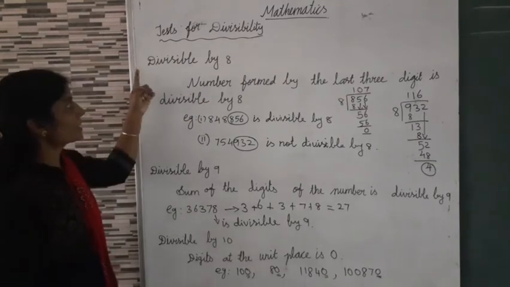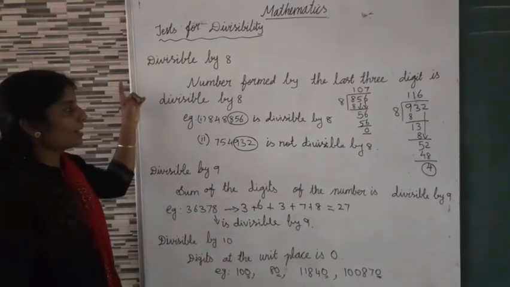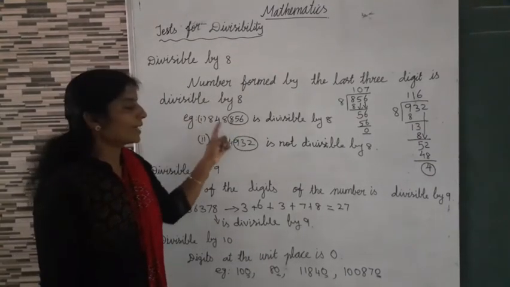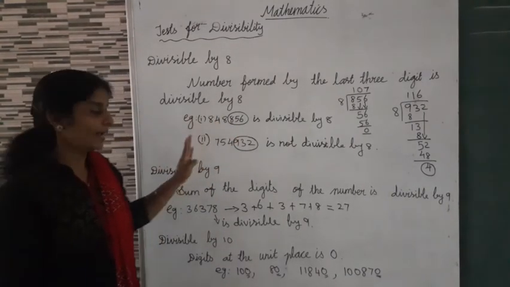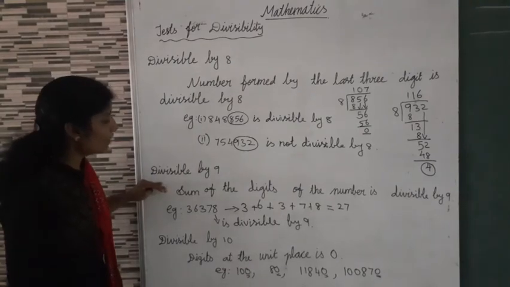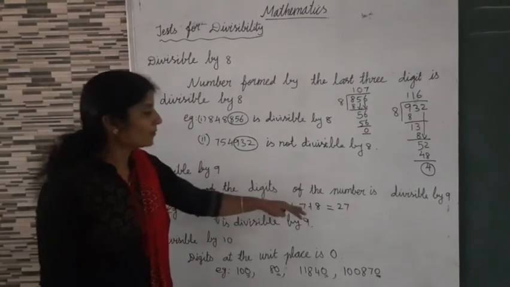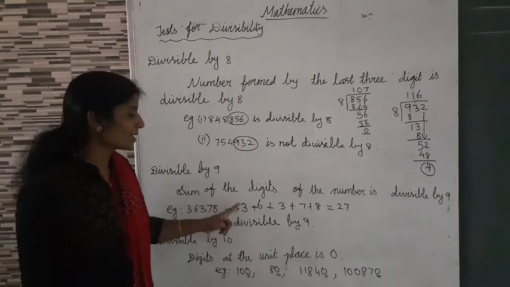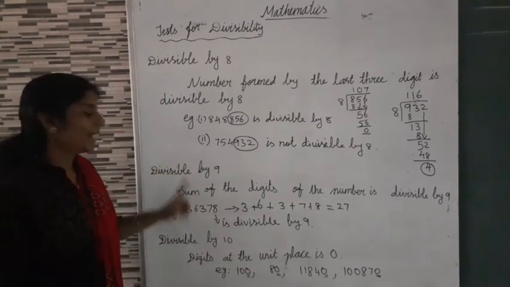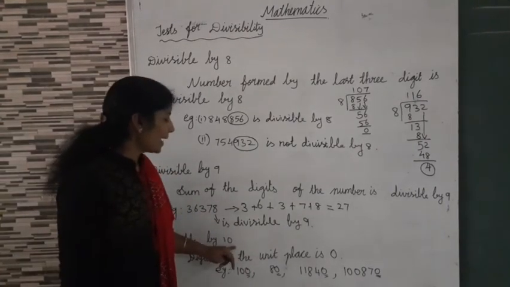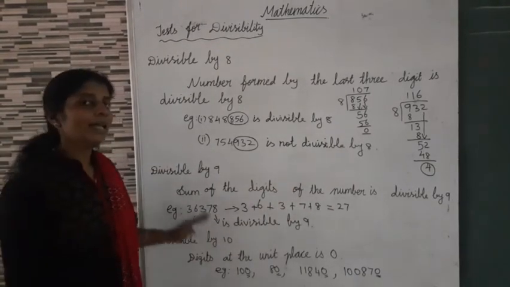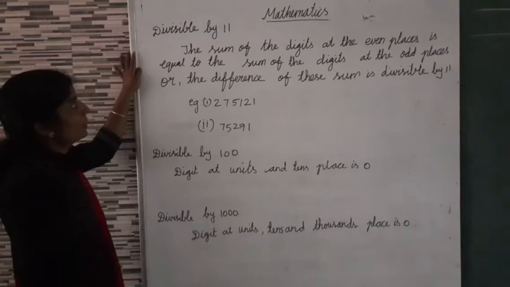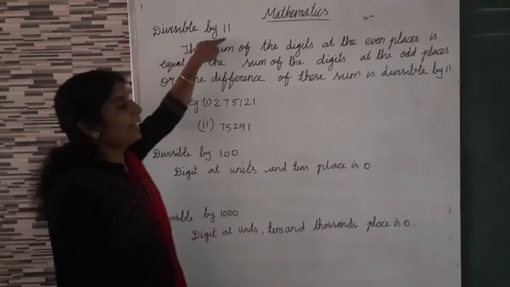Are you clear? What is divisibility by 8? For 8, we can check the last 3 digit number. If that is divisible by 8, it means that the whole number is divisible by 8. Then divisibility by 9 means the sum of the digits of the number is divisible by 9, which means the number is also divisible by 9. Then divisibility by 10: the digit at the unit place is 0, which means the numbers are divisible by 10. Okay. Now divisibility by 11.